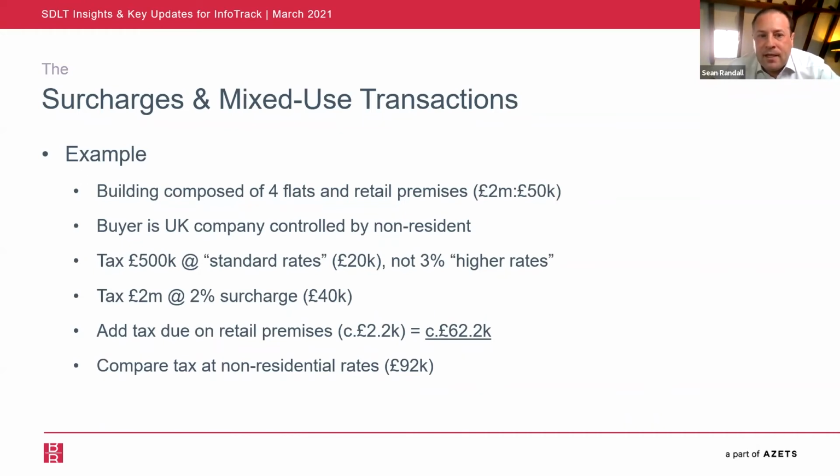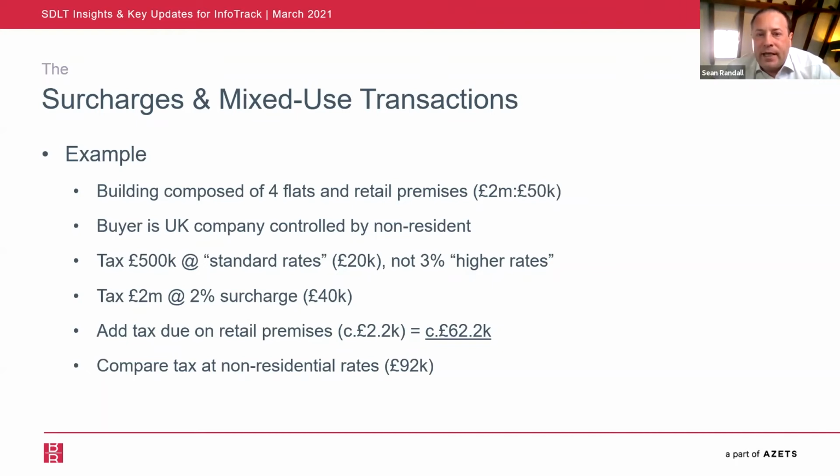So let's look at one building composed of 4 flats in the upper parts and retail premises on the ground floor. So 2 million of the purchase price is attributable to the flats and 50k to the retail premises. So let's work out whether it's better for the buyer to claim MDR or instead pay tax at the non-residential rates. So the buyer is a UK company, but it's controlled by a non-resident. So therefore the UK company will suffer the surcharge.